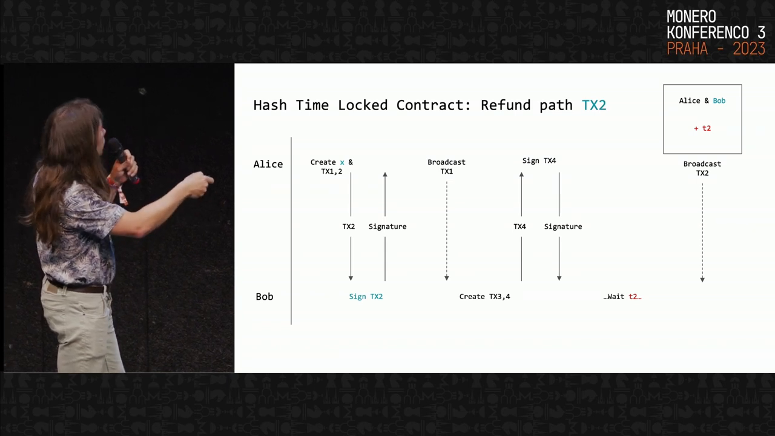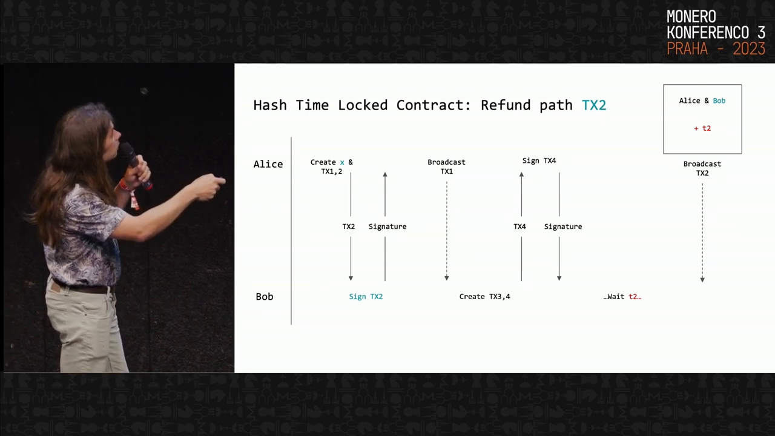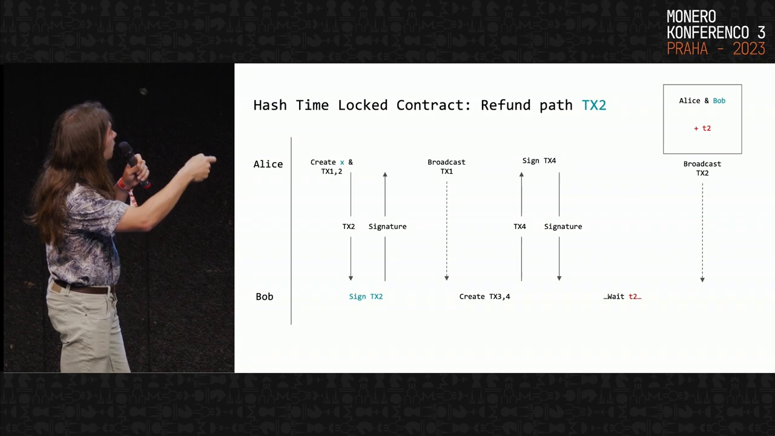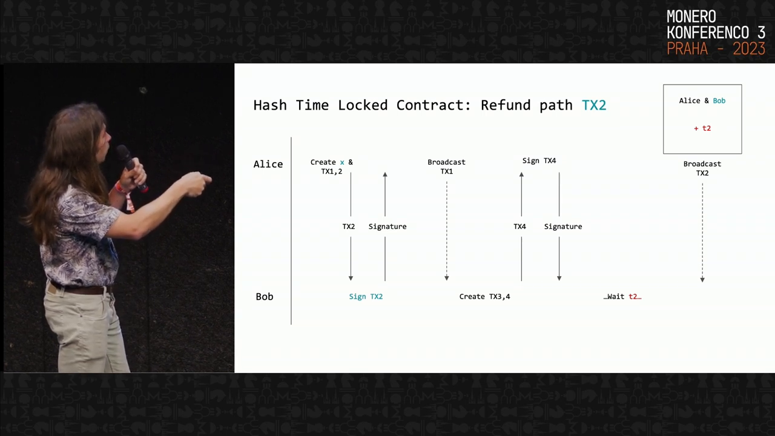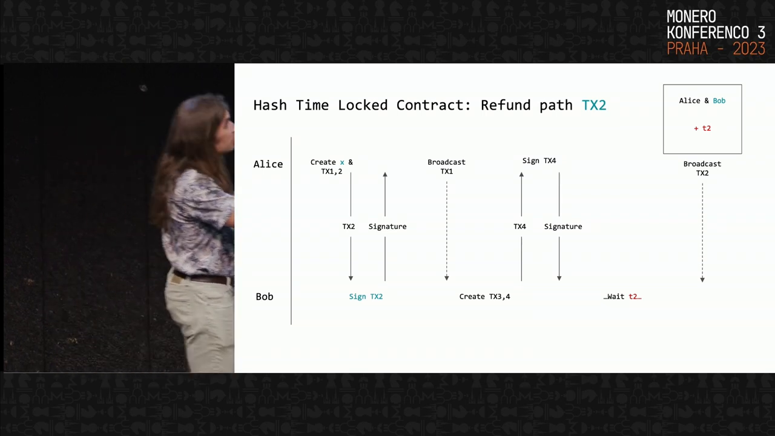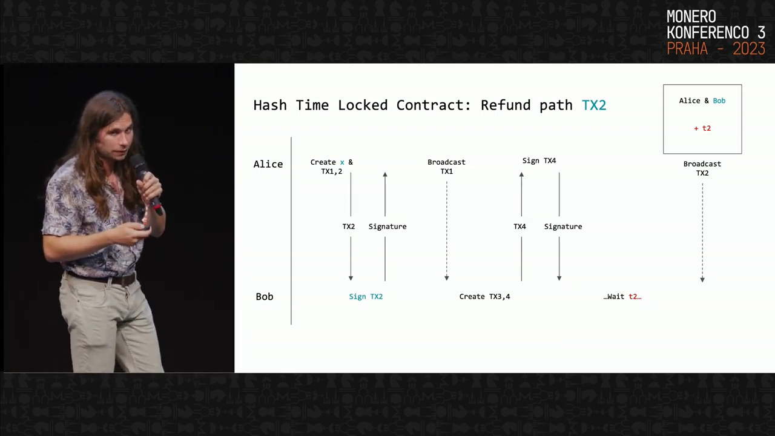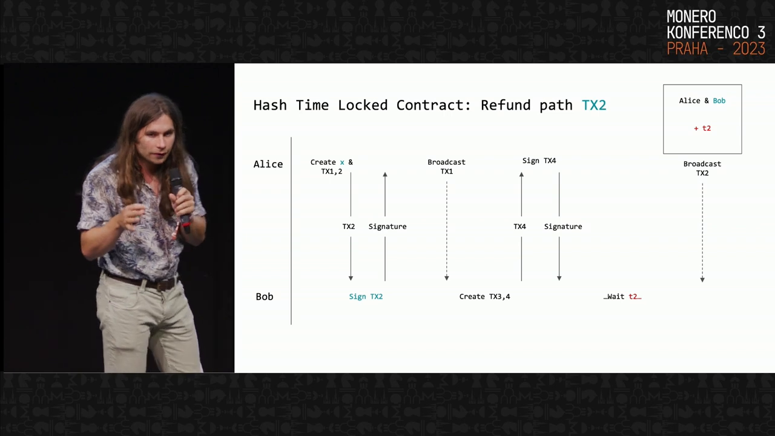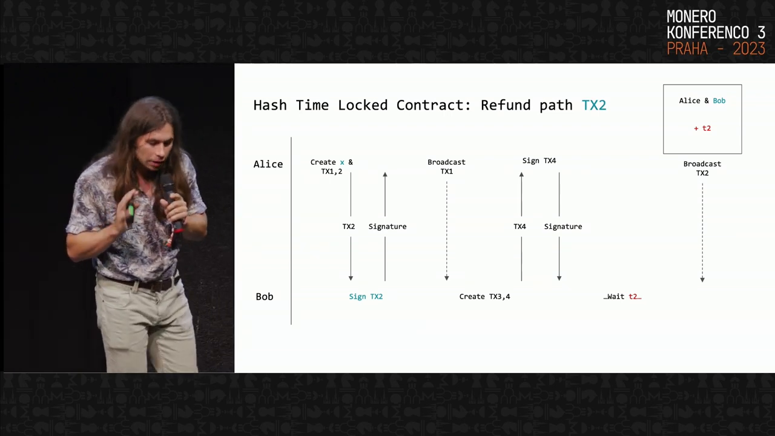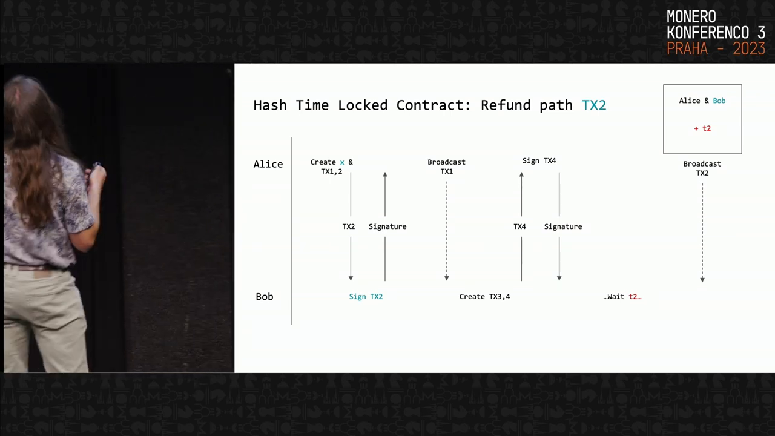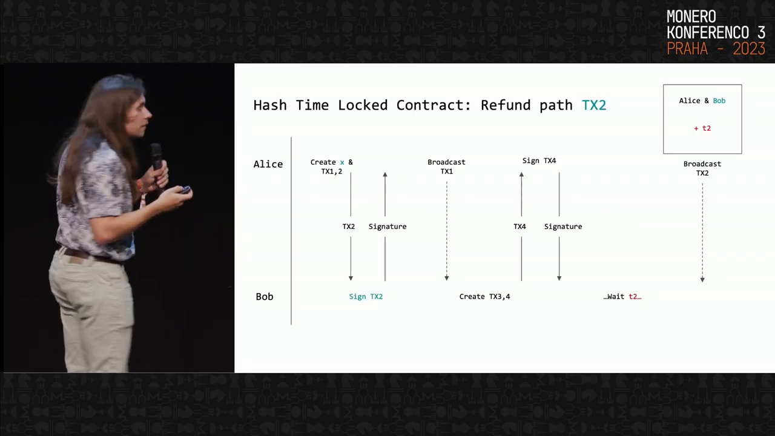In this case, Bob just waits. Elise sends back the signature for transaction 4. Bob doesn't do anything with it. And Elise goes, well, whatever. And she waits for the timeout 2, and she broadcasts and refunds to herself. Now, those are all the three happy paths that you can go through with this.